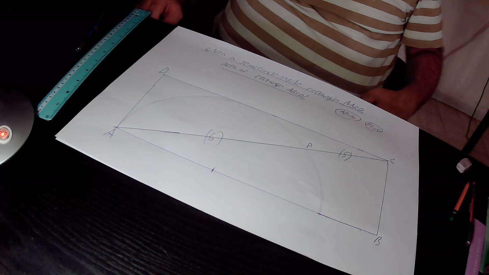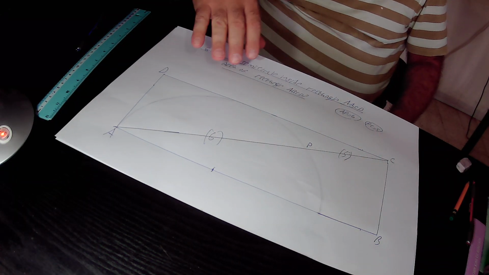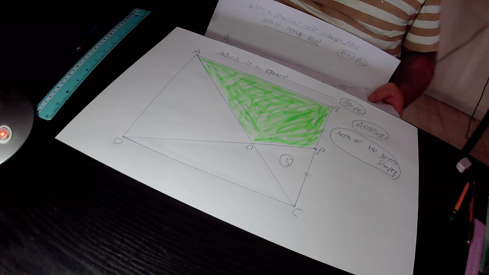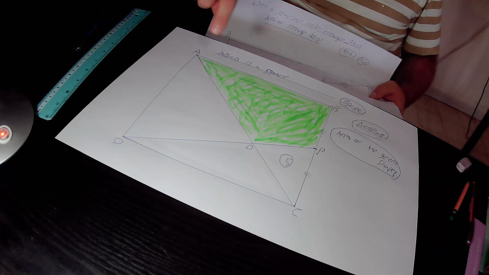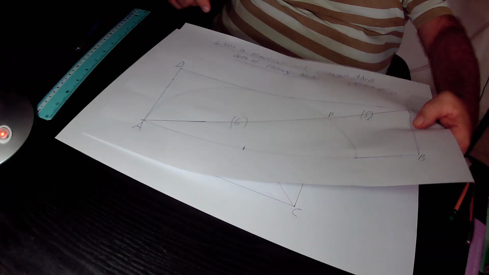Hello, in this lecture we'll answer two questions. In the first question, we'll find the area of this rectangle ABCD, and in the second question, we'll find the area of this green shape that is inside square ABCD. So we'll start with the first question.